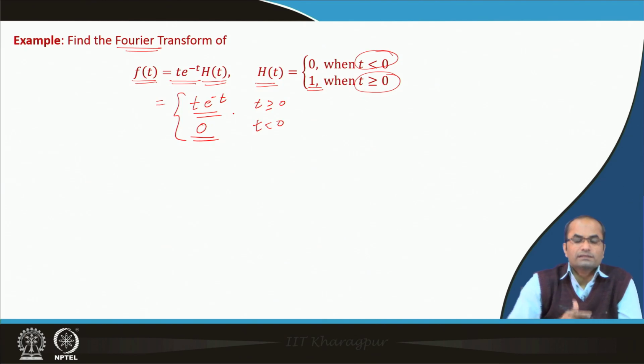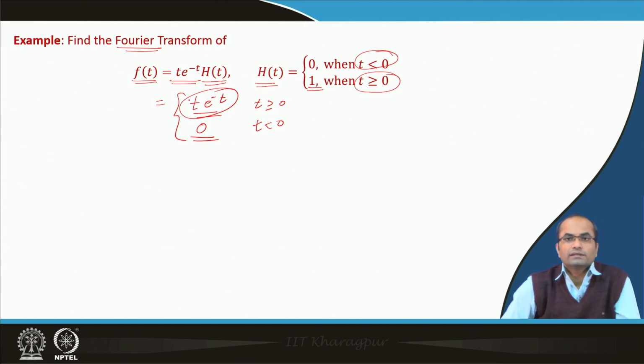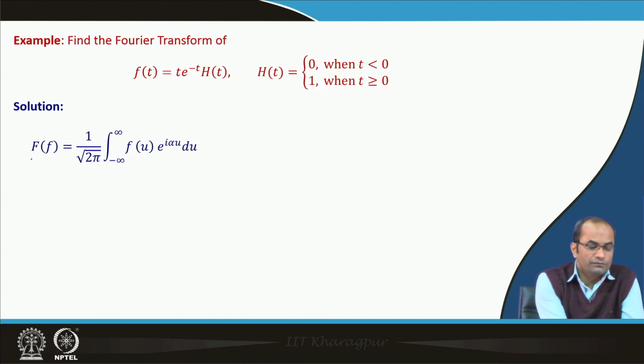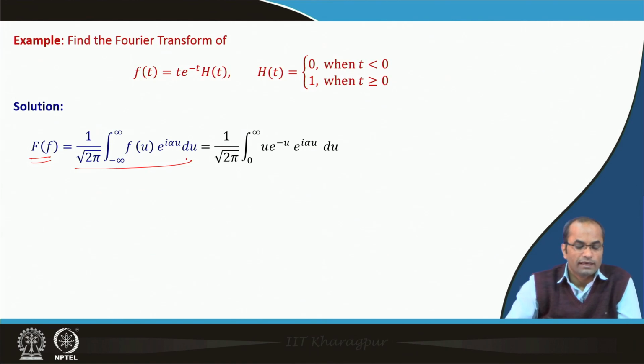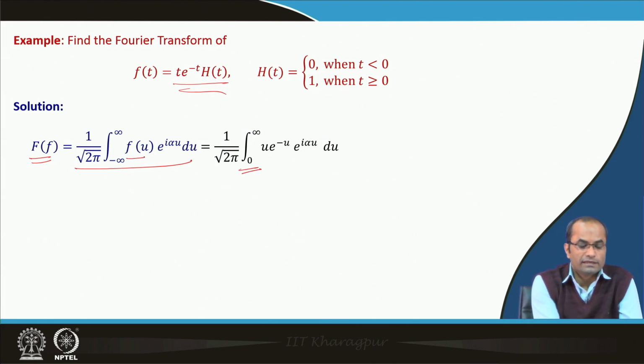So it is again similar to what we have done before, but now it is t e^(-t). So the function is different. So, coming back to the solution now. The Fourier transform of f is given by this formula, and we can use it because this is defined for positive values. So we have this integral from 0 to infinity, and this f(u) is now u e^(-u) and the e^(i alpha u) du term.